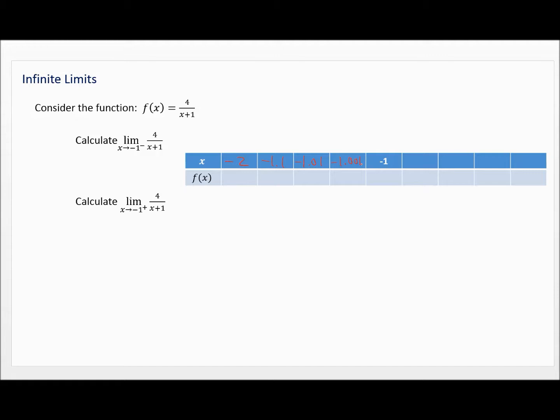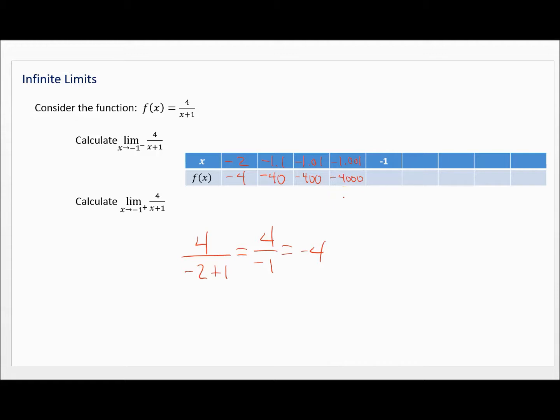Remember what we're doing. If I just plug one of them in, we're doing 4 divided by -2 plus 1. Okay, that's this first one. So that's 4 divided by -1, which is -4. That's without a calculator. But for the remaining ones, just to save time, I'm going to use a calculator. Stand by. All right, so that was fast, right? Plugged in -1.1, and I got -40, whereas -1.01 is -400, and -1.001 is -4,000.